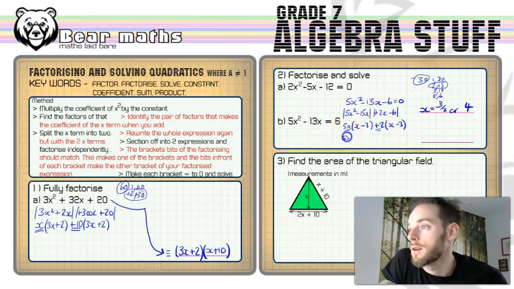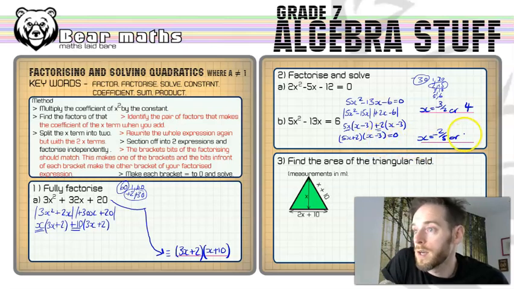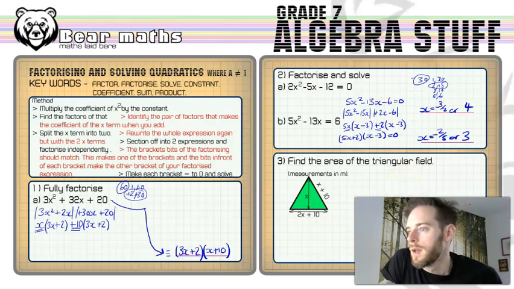So that's 5x plus 2 is one bracket, and x minus 3 is the other. That equals 0. So that's the expression, the identity to the original expression, and I can just solve now. So x will equal minus 2 over 5, and then I can make this bracket equal to 0 and just put 3 there. Easy peasy.